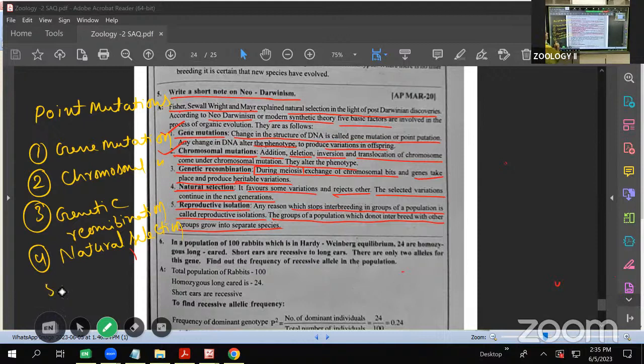The fifth one is reproductive isolation. Means they become reproductively separate. They can't interbreed with that group of animals of that species, and they separate that way. A new separate species is formed. That we call reproductive isolation. This is about neo-Darwinism.